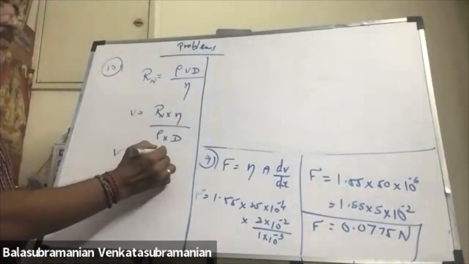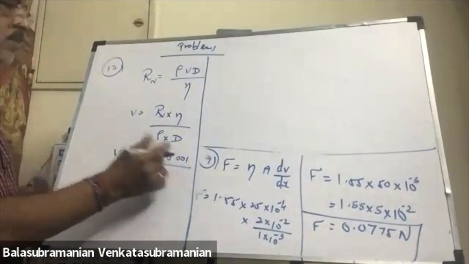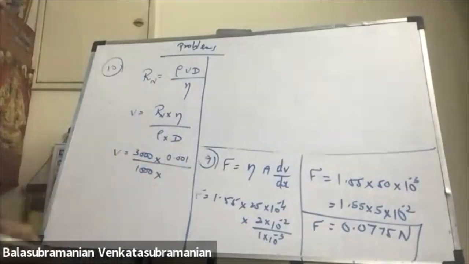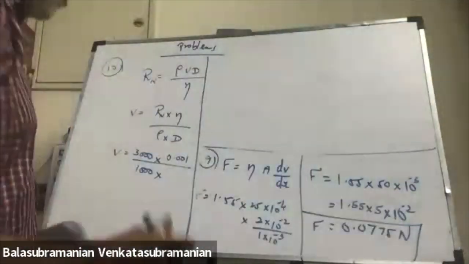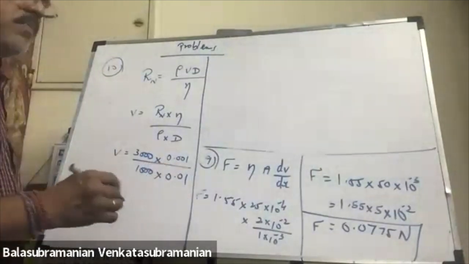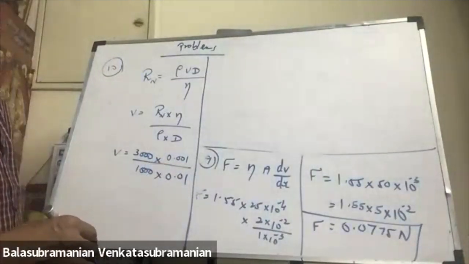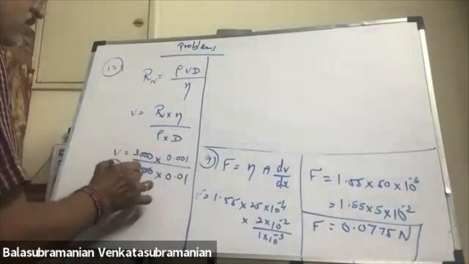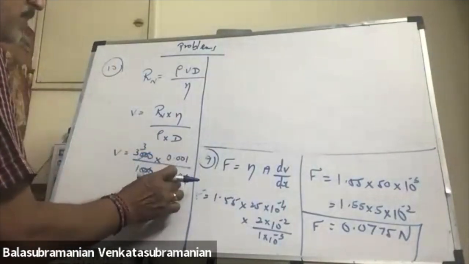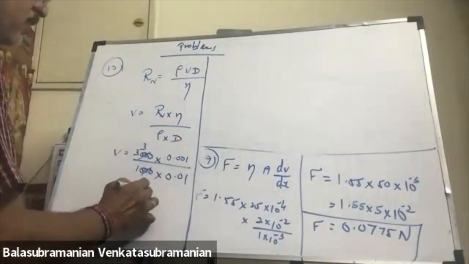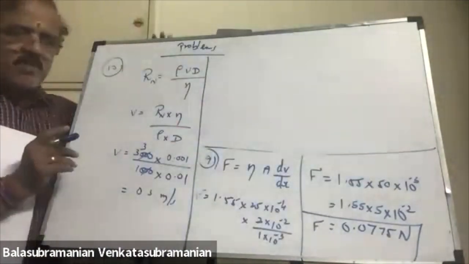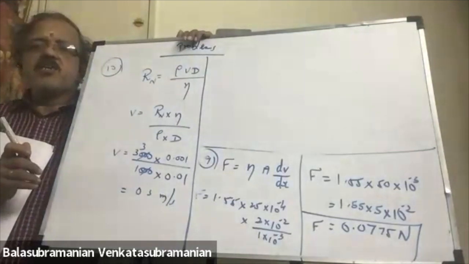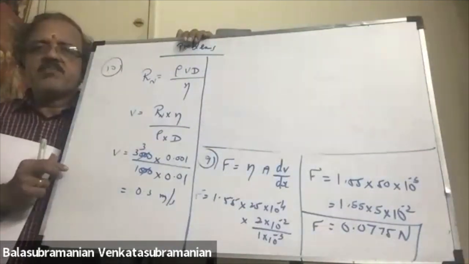into eta value 0.001 by rho, density of water 1000. What is the diameter given? 0.005 meter radius, so 0.01 meter diameter. So this is 3 times and this one is 10 times, 3 by 10, that is 0.3 meters per second. So the velocity of the liquid which is flowing inside the tube is 0.3 meters per second.